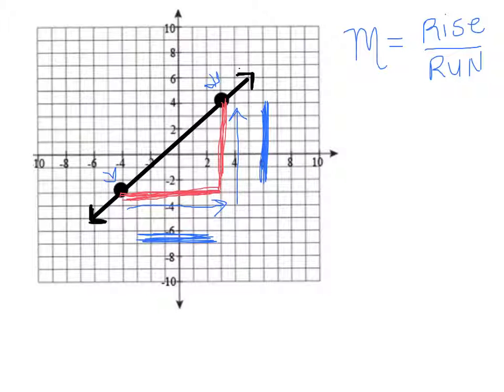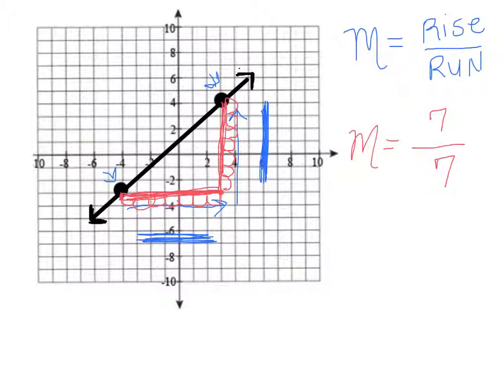So I'm just going to count, okay? I'm going to start here, and I'm going to count spaces. If I want to get from here to here, I need to go 1, 2, 3, 4, 5, 6, 7 spaces. So I'm going to say that in this case, the run is 7. If I count the rise, I'm going to have to go 1, 2, 3, 4, 5, 6, 7. That's also 7 spaces.